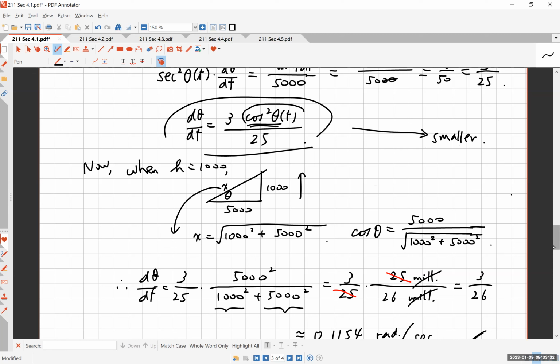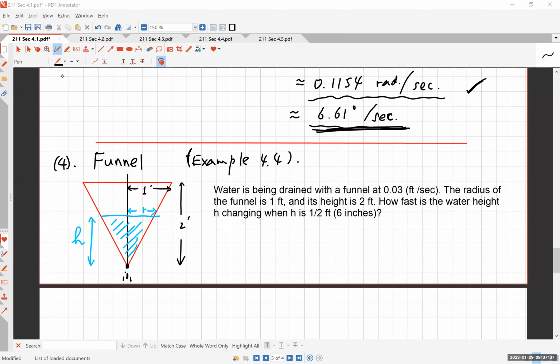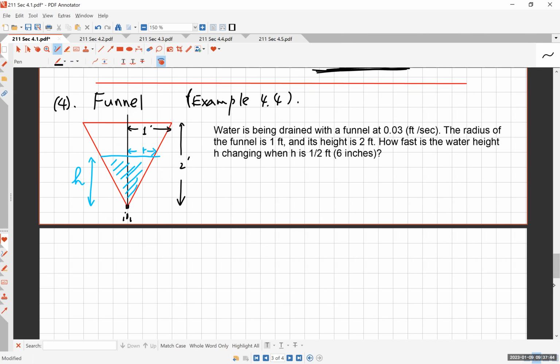All right, I have one more problem prepared. So let me draw a picture, and then I'll ask you this question about the funnel. And this is example 4.4 in the book. All right, so this is, again, a very typical calculus problem about water being drained from a pool or from a container or something, okay? Like I said, every calculus problem has one of these questions at least.